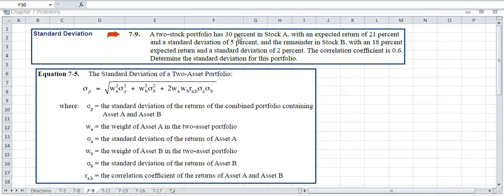So what this means is that 30% of the total investment is invested in stock A, and the remainder is in stock B, so that's got to be 70% in stock B. And there's an expected return of 21% with stock A, and with a standard deviation of 5% on that return, and an expected return of 18% on stock B with a standard deviation of 2%.